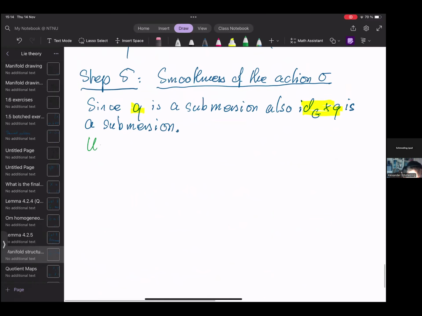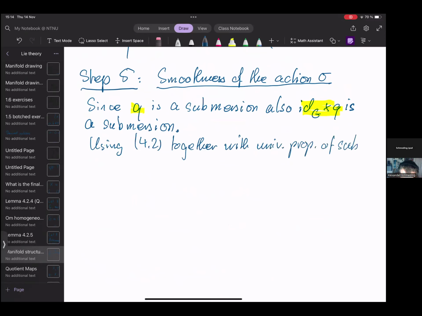Using 4.2 together with the universal property of submersions, we see that sigma is smooth. And this was all we had to do.